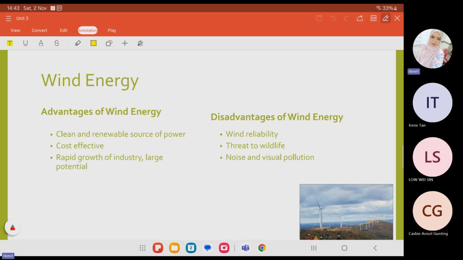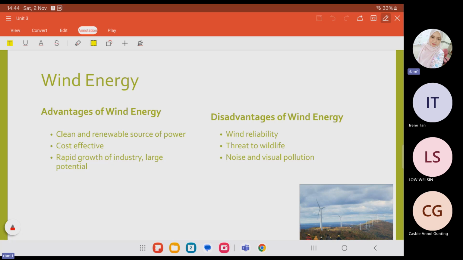However, for the disadvantageous part, okay, it really depends on wind reliability. And we also consider it a threat to wildlife because the blades might be harmful to some animals. The wind plant can impact local wildlife. Okay, and the movement of the blades can also produce noise and visual pollution, because the turbines produce noise during the movements.